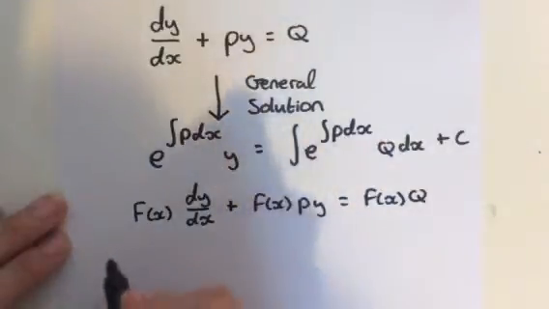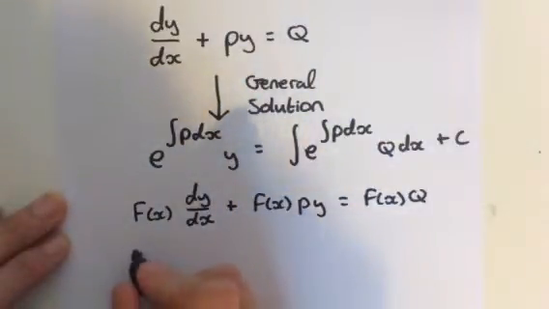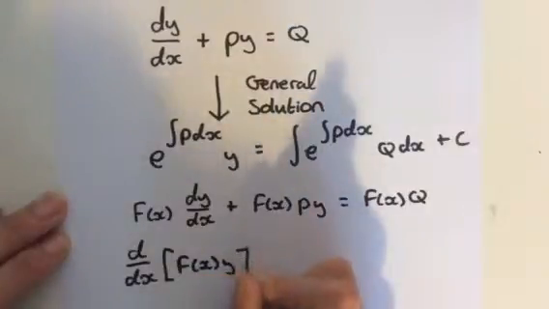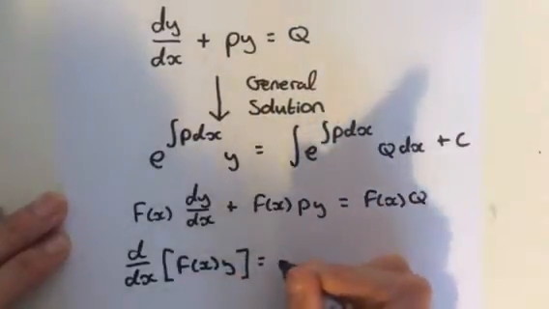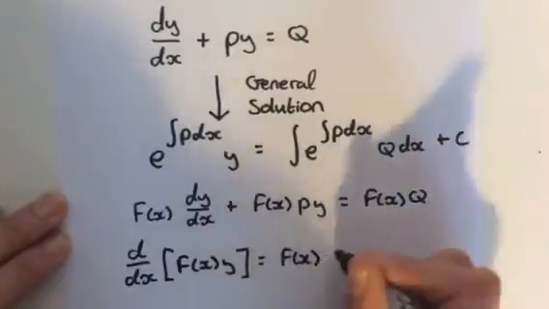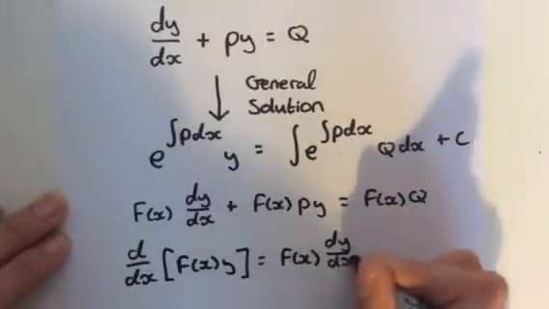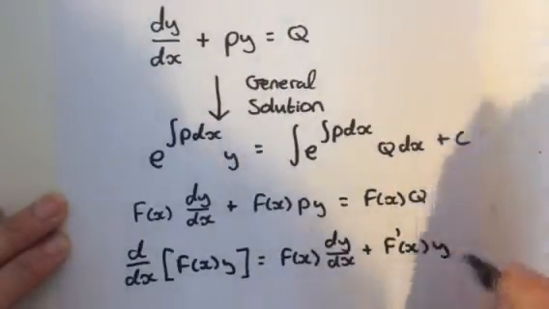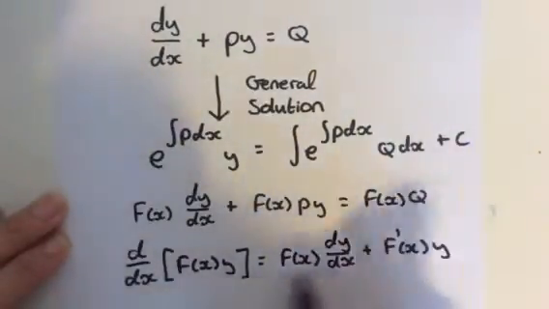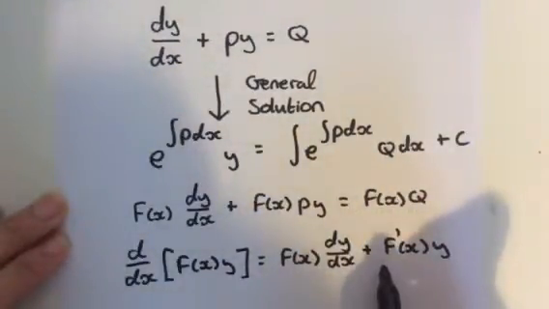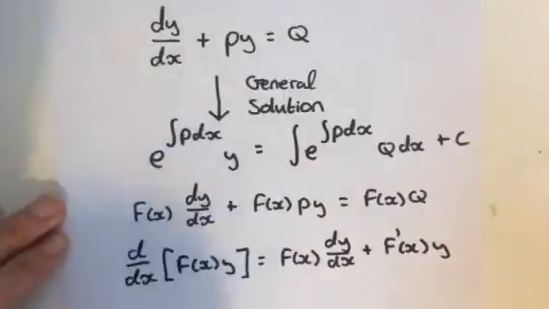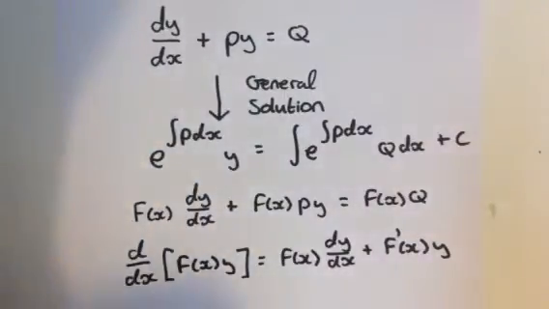The product rule is given by the derivative of f(x) y, which is equal to f(x) dy/dx plus the derivative of f(x) multiplied by y. So this is the product rule, and this is our differential equation multiplied by some function of x, f(x). That should be quite clear by now.